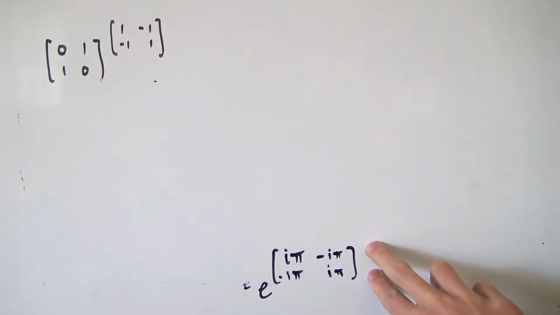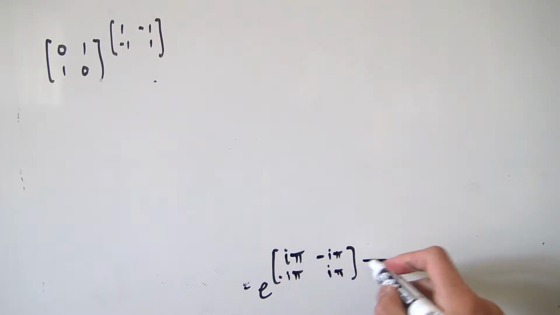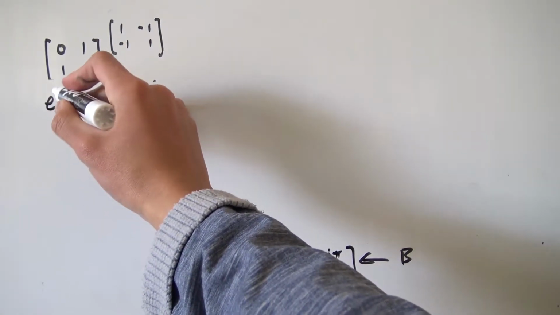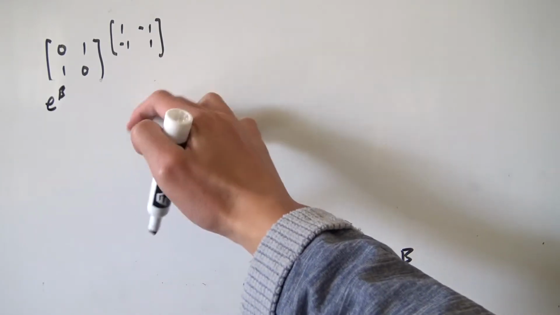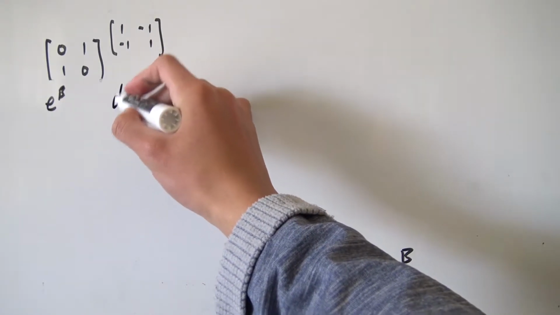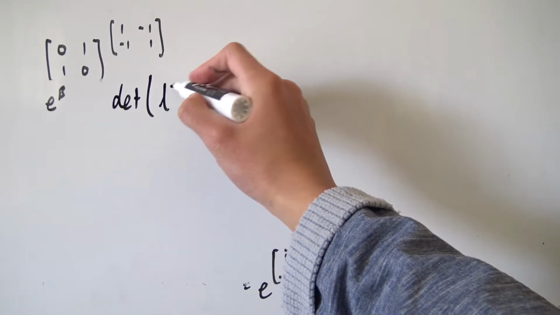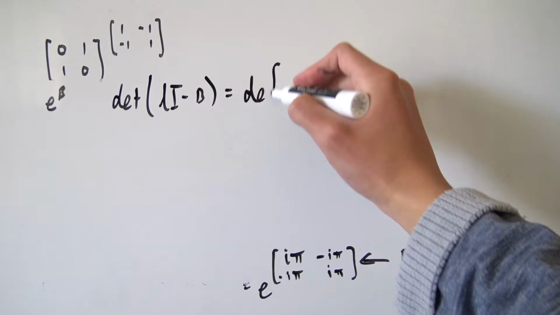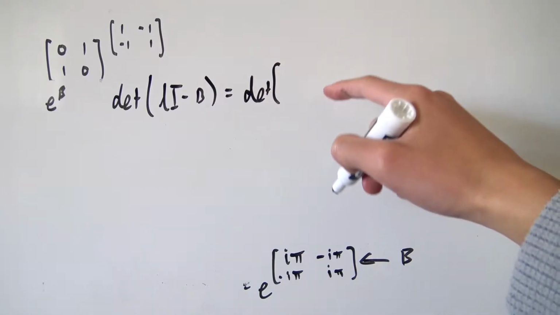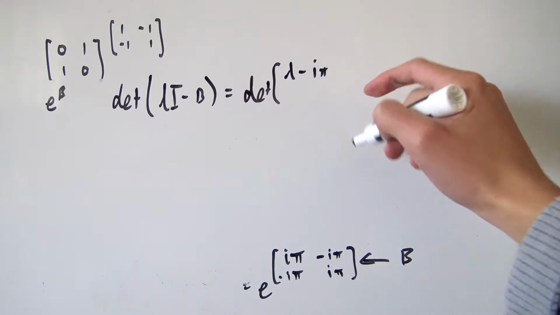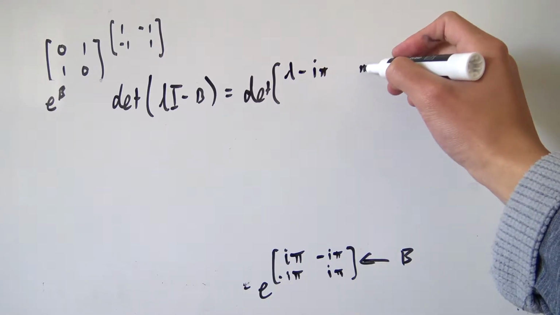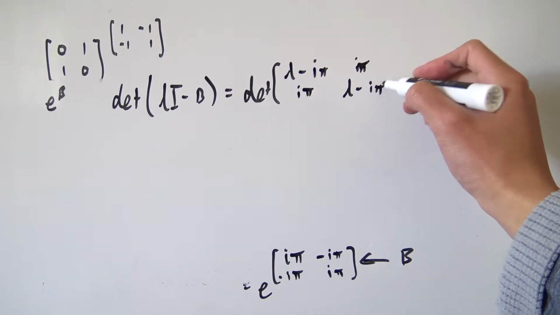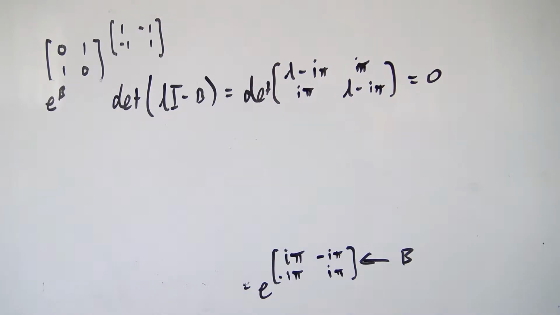Alright, so now we need to calculate this thing right here. So let's call this matrix right here B. So we need to calculate e to the B somehow. So first, we need to diagonalize B. So we need to find the eigenvalues first, so taking the determinant of the matrix lambda I minus B. And that's exactly the determinant of lambda minus i times pi, 0 minus negative i pi is just i pi itself, then i pi down here, and lambda minus i times pi. Okay, and we want to solve for where that equals 0.